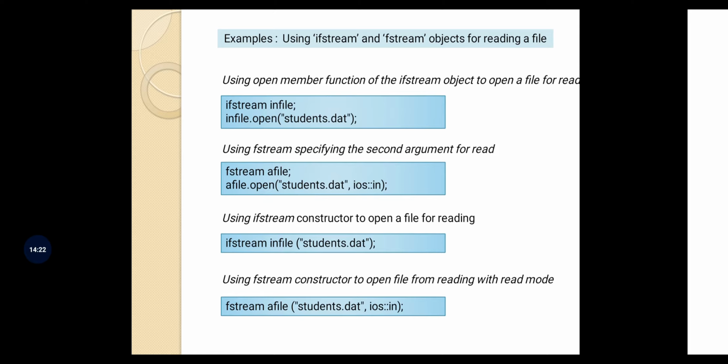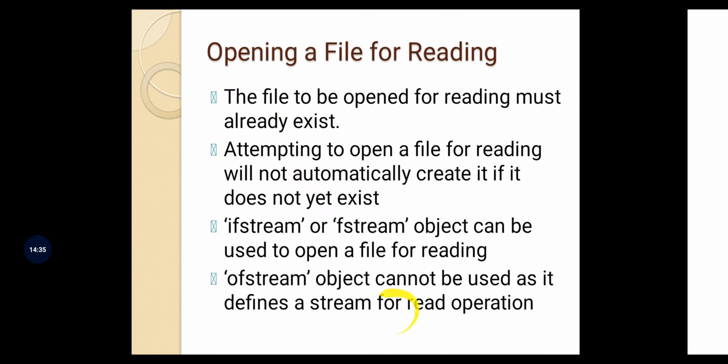Similarly, if you use a constructor, so if you're using an ifstream, we don't need to specify the second argument in the constructor, because by default that is in. Whereas if you use the fstream, then we must specify the second argument as in. All right.